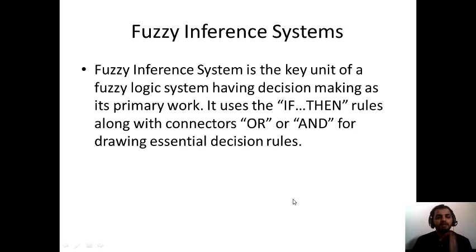In the same way, fuzzy inference system is a key unit of fuzzy logic system having decision making as its primary work. Now what it does is it uses if-then rules along with OR and AND connectors for drawing essential decision rules. Now what do you mean by this? We have spoken about the if-else or if-then rule, and I have given you some examples to make you understand, along with the OR and AND connectors. I'll give you a small example to make you understand what this if-then along with OR and AND connectors is.